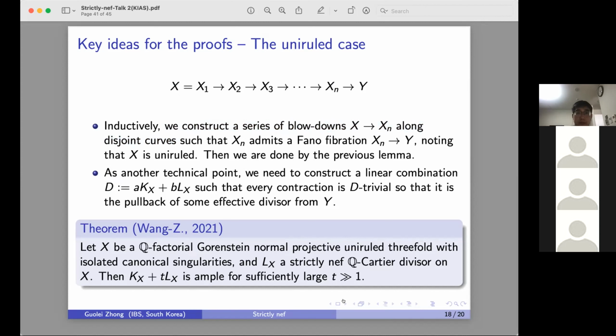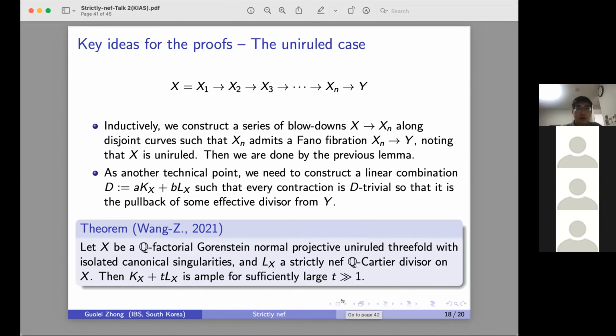Okay. So I think the uniruled case is not very easy to deal with, because we spent much time to consider every step of the minimum model program. You need to consider the intersection of the curve and the exceptional divisor.